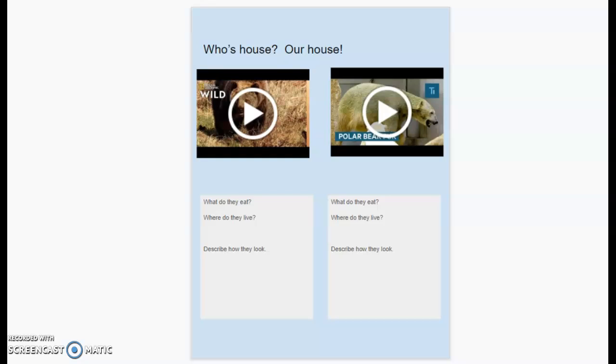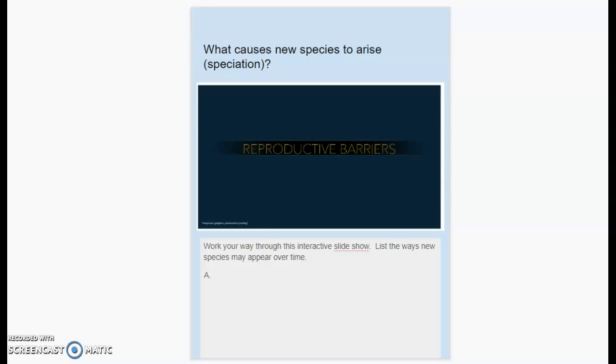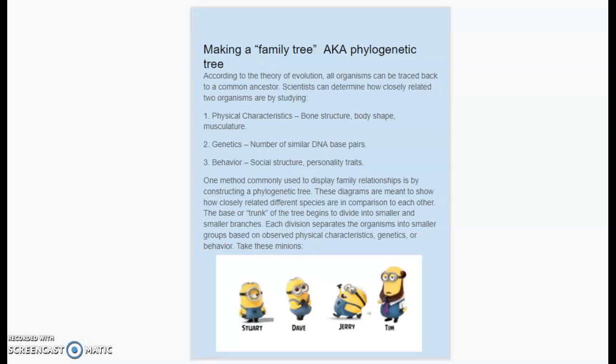You're welcome to use other resources around the web. Then finally, which definition would you use in this example about something called a growler bear? And then this is what causes species, something called reproductive barriers. Then we can make family trees, or phylogenetic trees. We can use physical characteristics, genetics, or behavior.